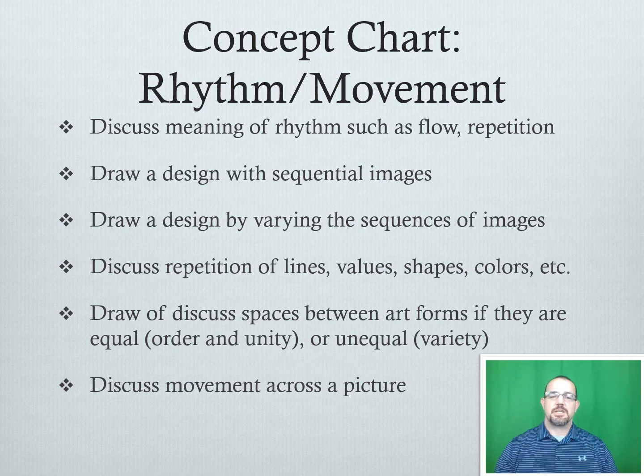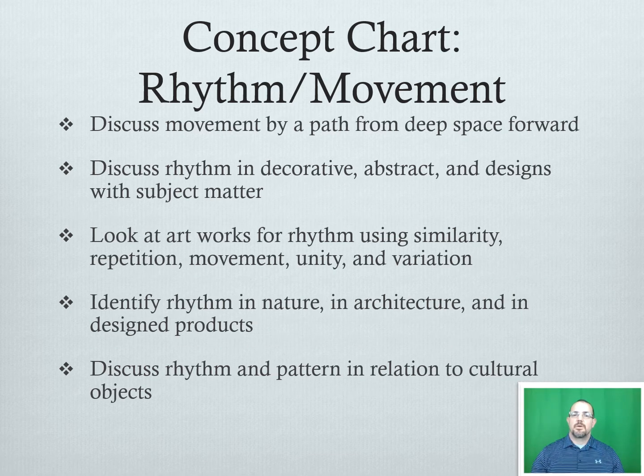And we can also discuss movement across the picture. We can also discuss movement by a path from deep space forward with our students. We can discuss rhythm in decorative, abstract, and designs with subject matter. We can look at artworks for rhythm using similarity, repetition, movement, unity, and variation. We can identify rhythm in nature, in architecture, or design products. And we can discuss rhythm and pattern in relation to cultural objects.